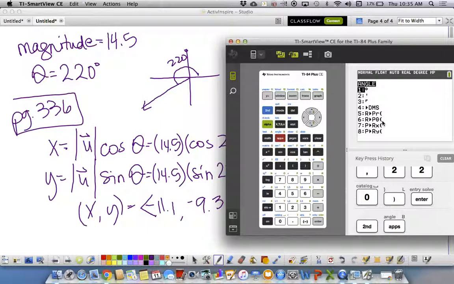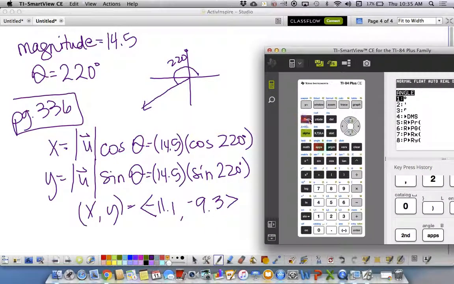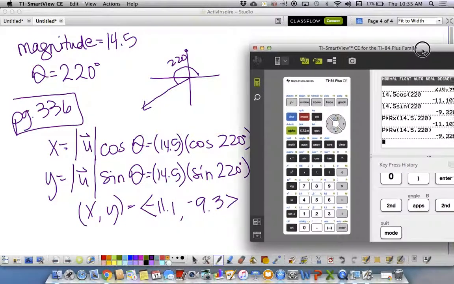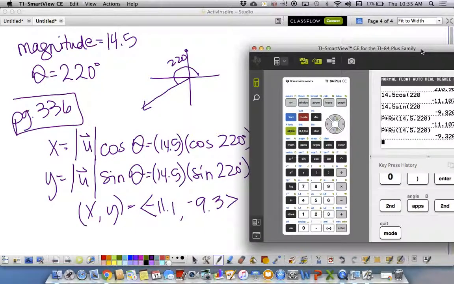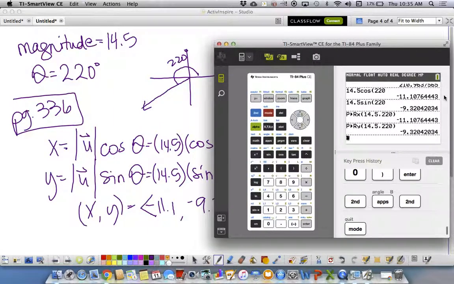Can you go back to that calculator? It gives me all 10 digits exactly the same. Oh, they have RX and RY, because I went and chose that.